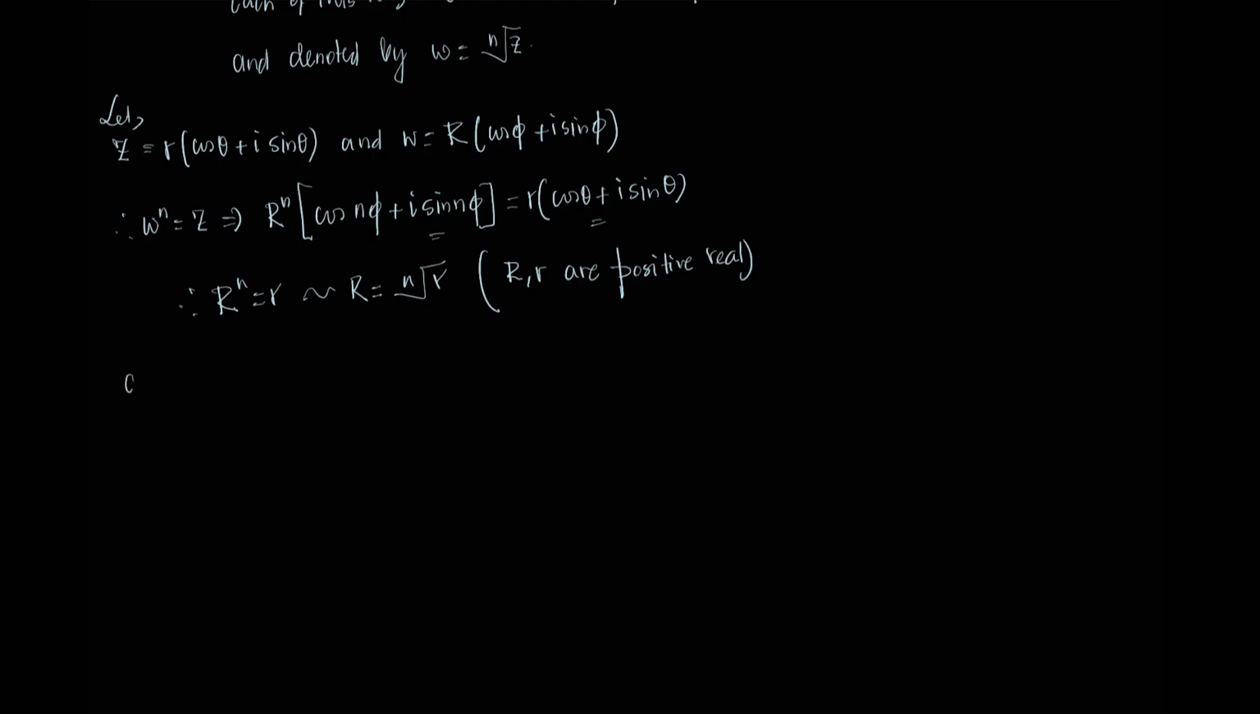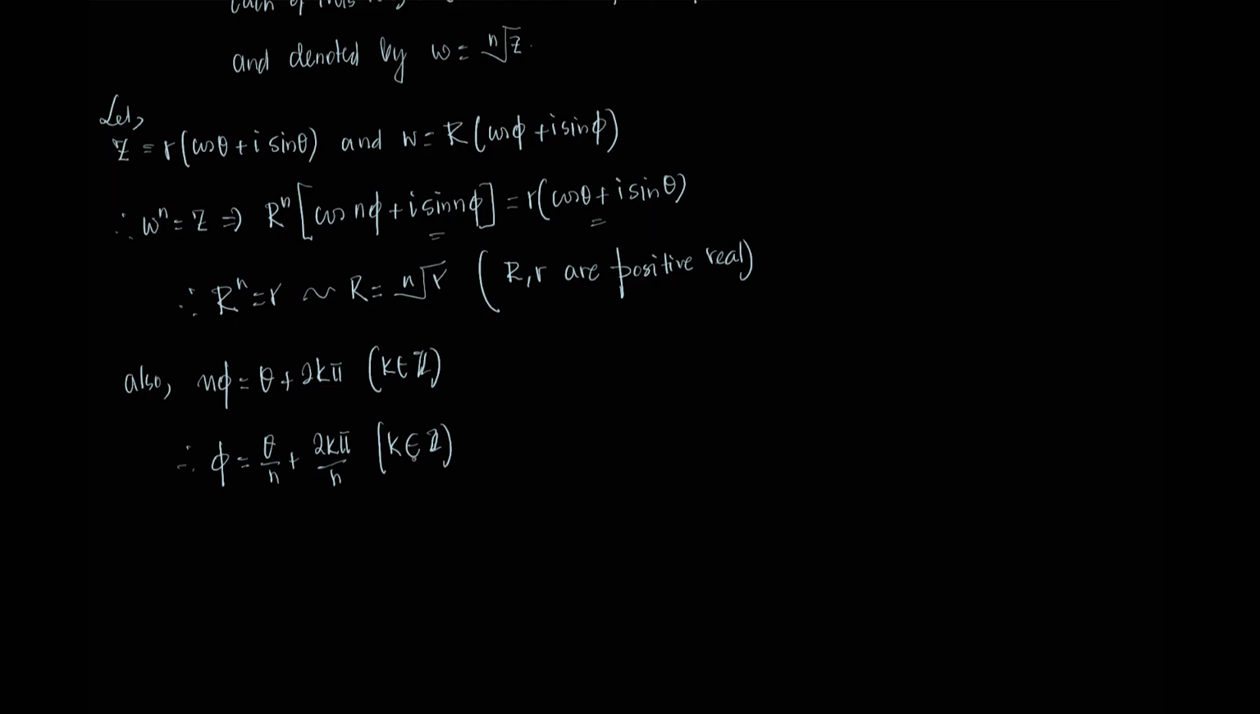Now I also want to talk about the argument. n times phi is nothing but theta plus 2k pi, where k is in Z, since these are arguments and this is always true. Therefore, phi is theta by n plus 2k pi by n, with k in Z.